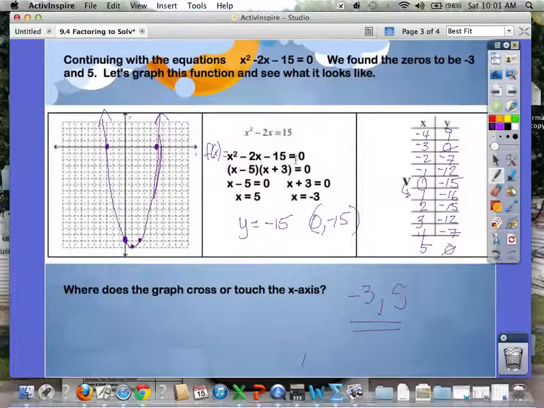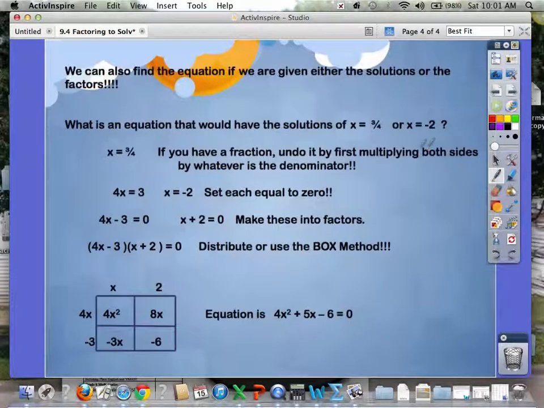And if you can do that and go back and forth, you'll be able to go through this entire chapter without any problem. All right? And then the next thing we're going to do is go backwards from either the solutions or the factors. They can give us either one. So what's an equation that would have the solutions of 3/4 or -2?